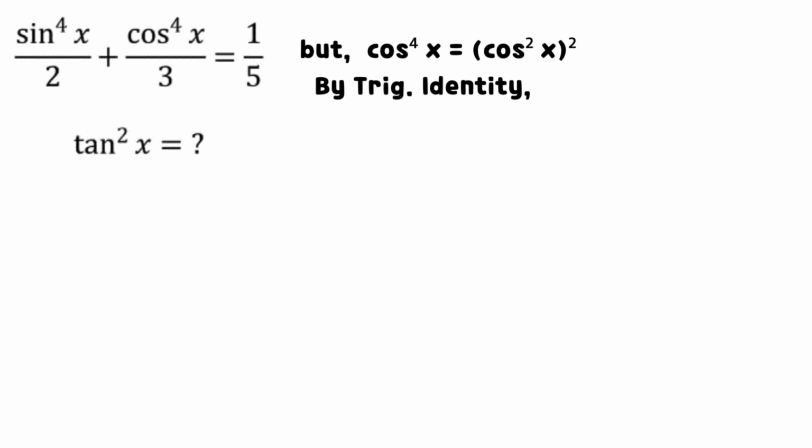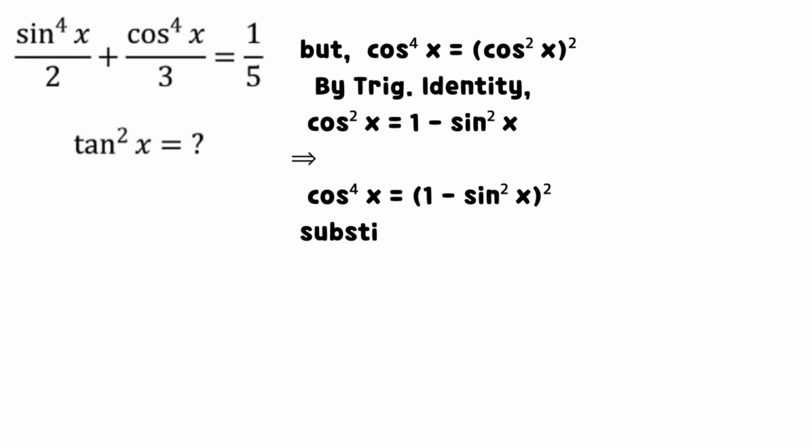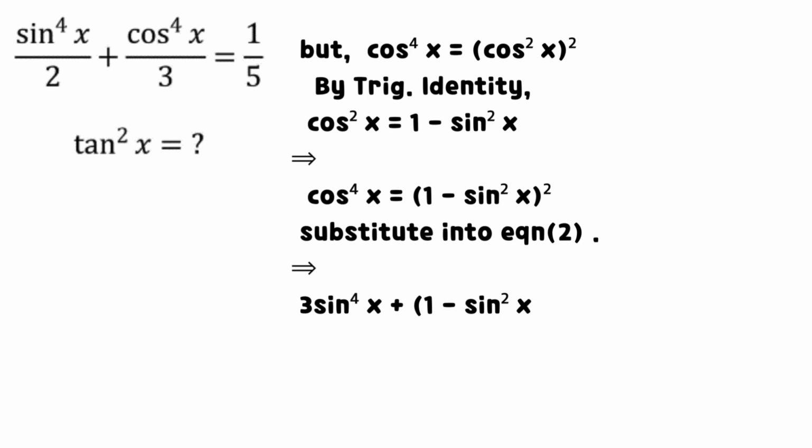But cosine x to the power of 4 equals the square of cosine squared x. By trigonometric identity, the square of cosine x equals 1 minus the square of sine x. This implies that cosine x to the power of 4 equals the square of 1 minus the square of sine x. Substitute into equation 2. Hence, the sum of 3 times sine x to the power of 4 and 2 times the square of 1 minus the square of sine x equals 6 divided by 5. Let y equals the square of sine x.